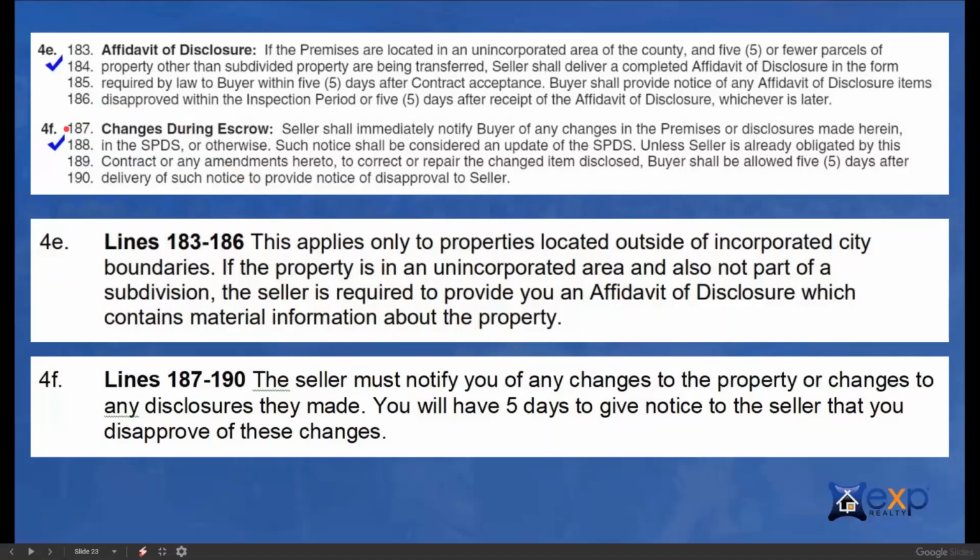And then section 4F, changes during escrow. The seller must notify you of any changes to the property or changes to any disclosures they made. You'll have 5 days to give notice to the seller that you disapprove of these changes. Pretty simple and straightforward.